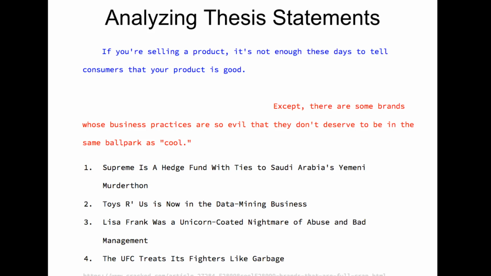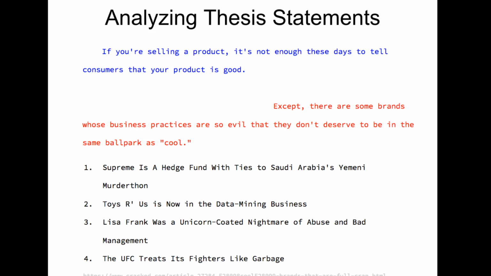Okay, so we can see that we have an attention-getting hook. So it's not enough these days to tell customers that your product is good. Then we'll have some background information, and then we'll have our thesis statement. So there are some brands whose business practices are so evil that they don't deserve to be in the same ballpark as cool. So they don't deserve to be considered cool.